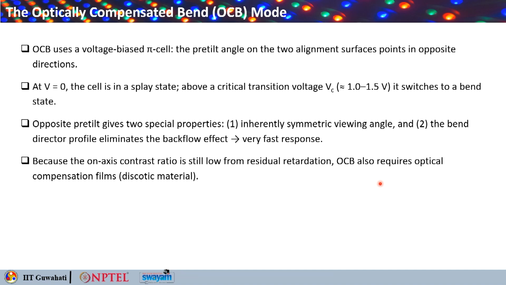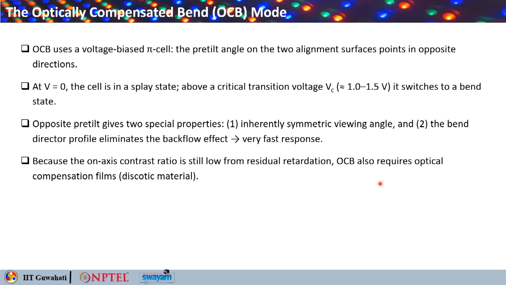So in summary, for this particular technology, if you want to highlight the first 2 payoffs of the opposite pre-tilt bend geometry, the first one is that the viewing angle becomes intrinsically symmetric because the retardation stays nearly constant as the incident angle changes within the director plane.